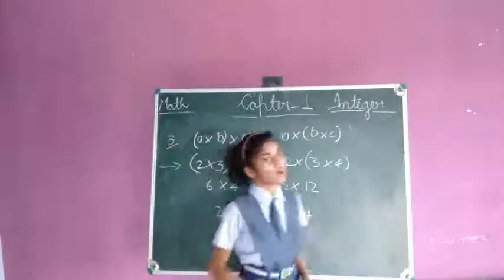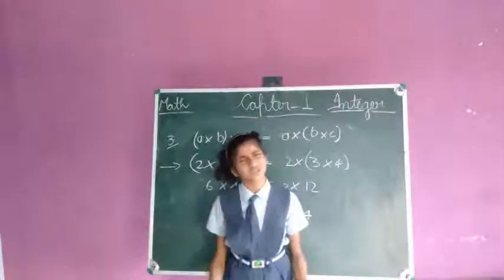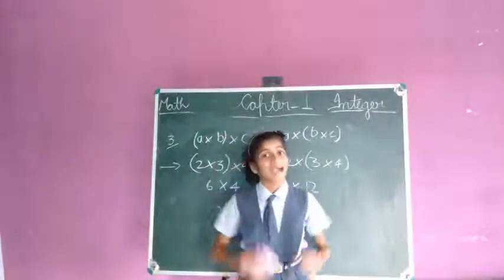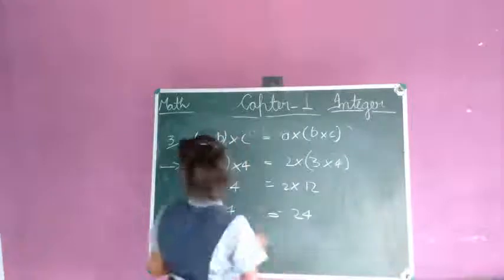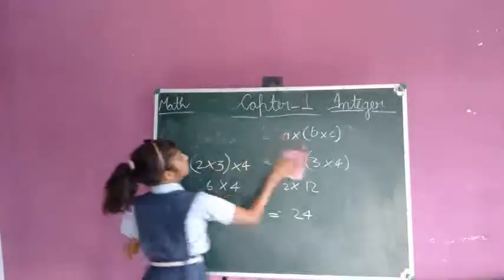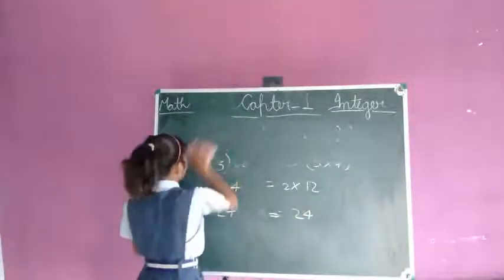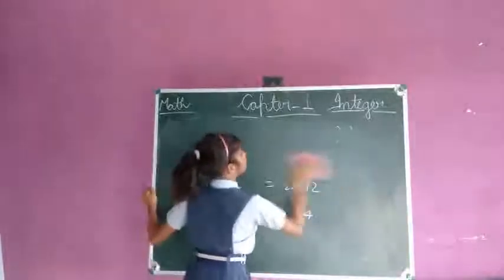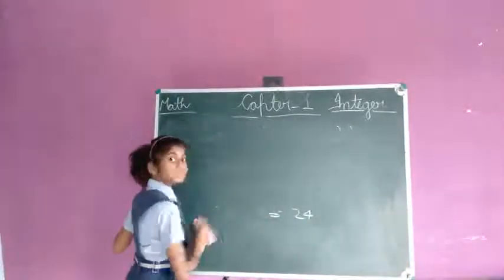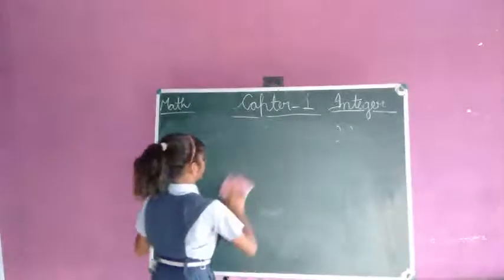Friends, associative property is also too easy. Let's see our next property. So it is our 3rd property. What is our 3rd property? Yes, it is associative property.